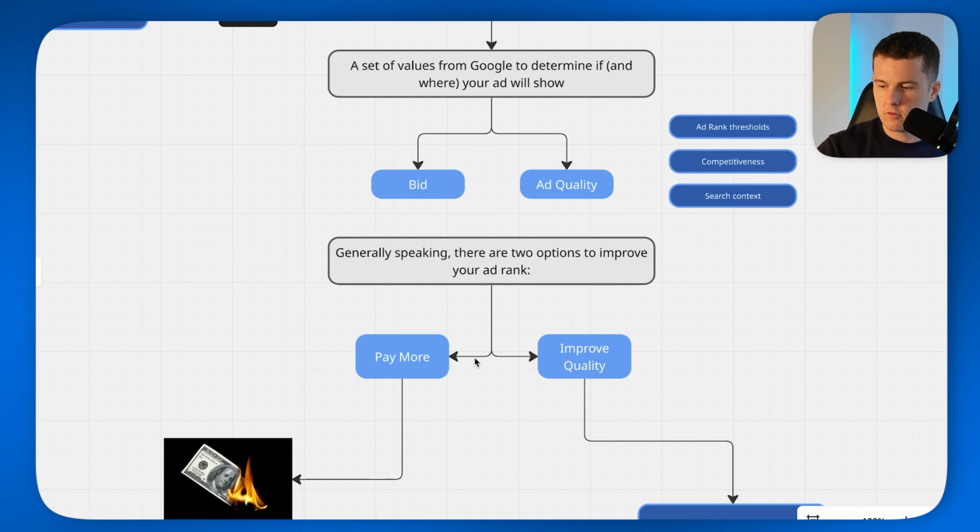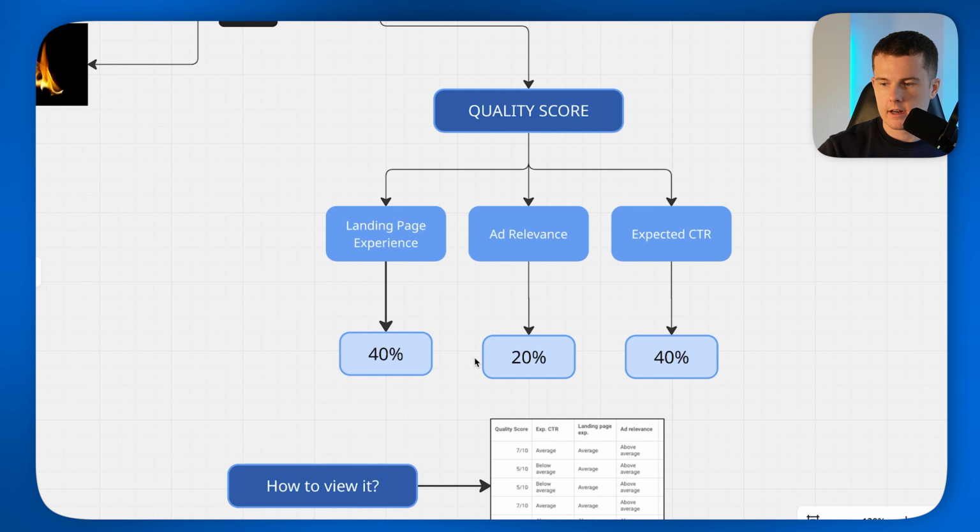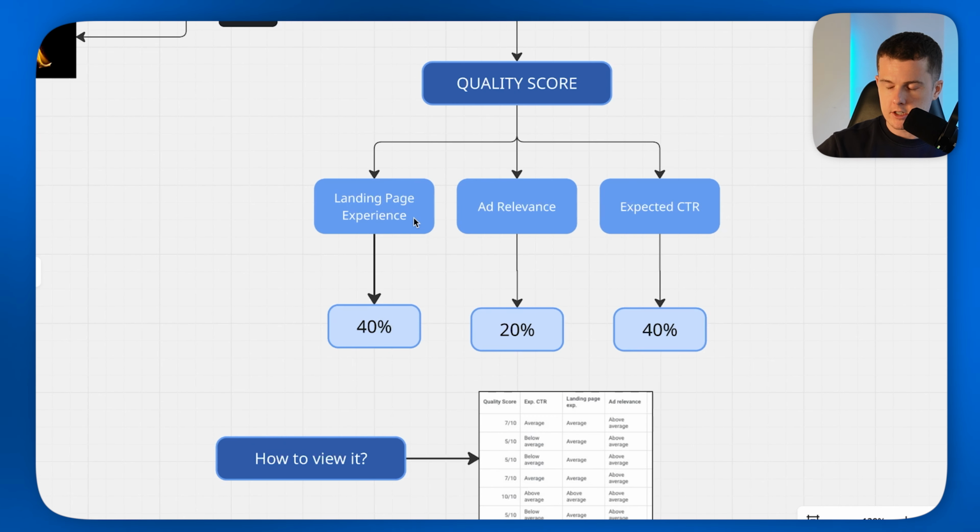So if we can improve our quality score, we're going to get cheaper clicks, but we're also going to have a landing page experience that's better for people. We're going to have ad relevance that's better for people. We're going to have an expected click-through rate that's higher than our competitors, which is going to feed back into having really high quality ads as deemed by Google, which is going to feed back into our quality score, which is going to make our clicks cheaper.